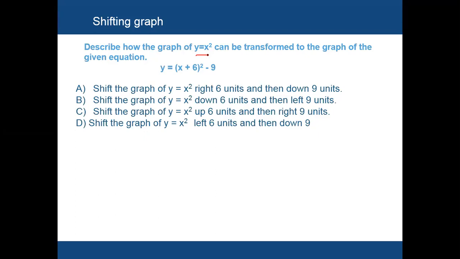Option D, professor. Letter D. Yes, sir, option D is the correct one. Okay, thank you guys. Option number D is correct, because we have x plus 6, and plus means it shifts 6 units on the left side, not the right side. And we have minus 9, and minus means downward, so 9 units down.